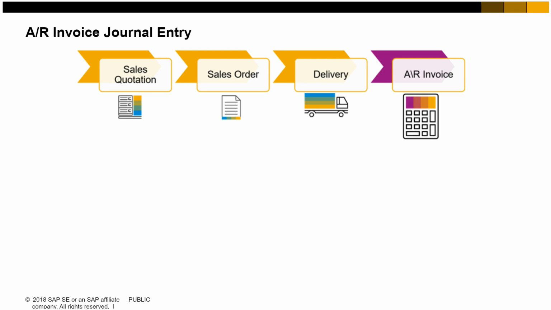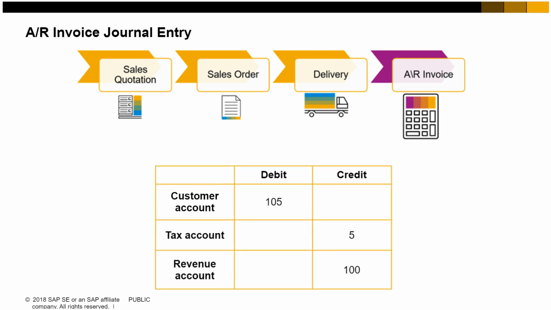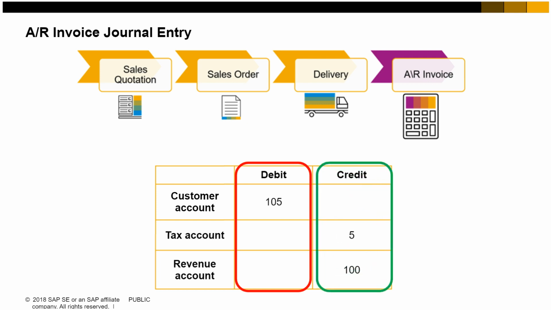Now let us assume for a moment that we are in a non-perpetual inventory system in order to keep our example simple. In that case, in our sales process example, the AR invoice automatically creates the following journal entry. There is a debit to the customer account for the total price of the sale. There is a credit to the tax account for sales tax and a credit to the revenue account for the sales price, excluding tax.